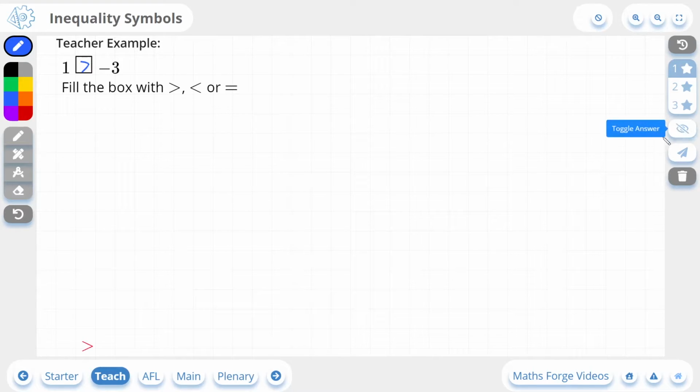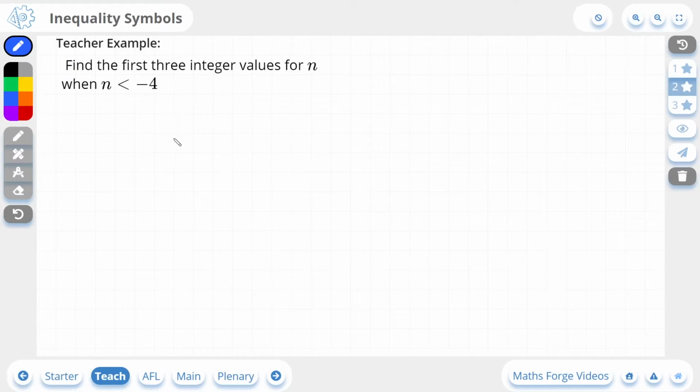And if we just check our answer, there we go. And it goes the other way as well. All negative numbers are less than all positive numbers. Let's do a 2-star example.